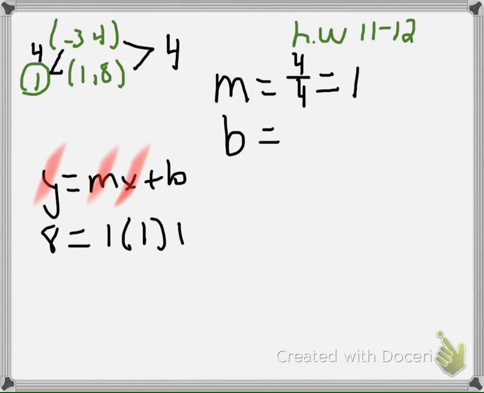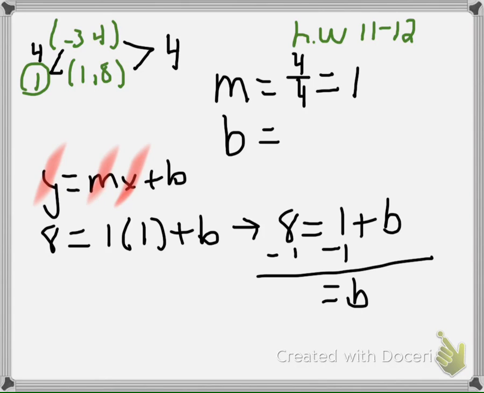And plus b. By now you should know what this means. It means to multiply, and 1 times 1 is 1. Therefore, this is really 8 equals 1 plus b. How do I get that b by itself? I subtract 1 here, and I subtract 1 here. b is equal to 7.